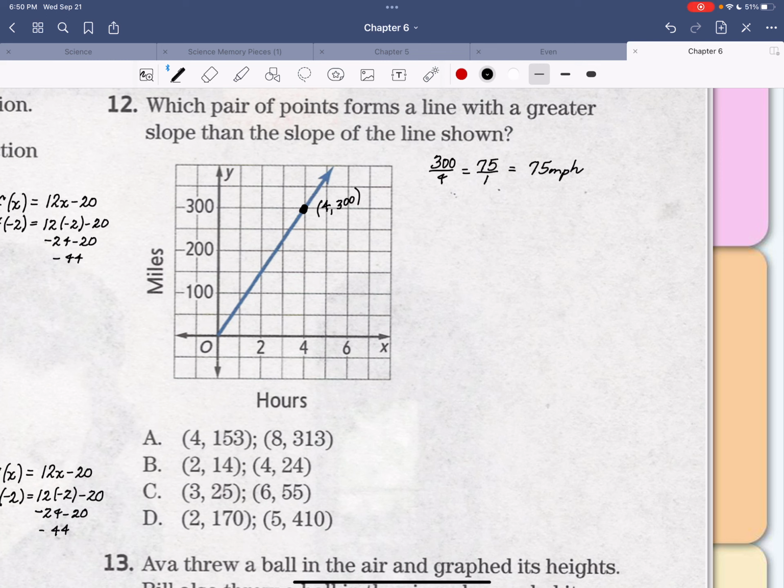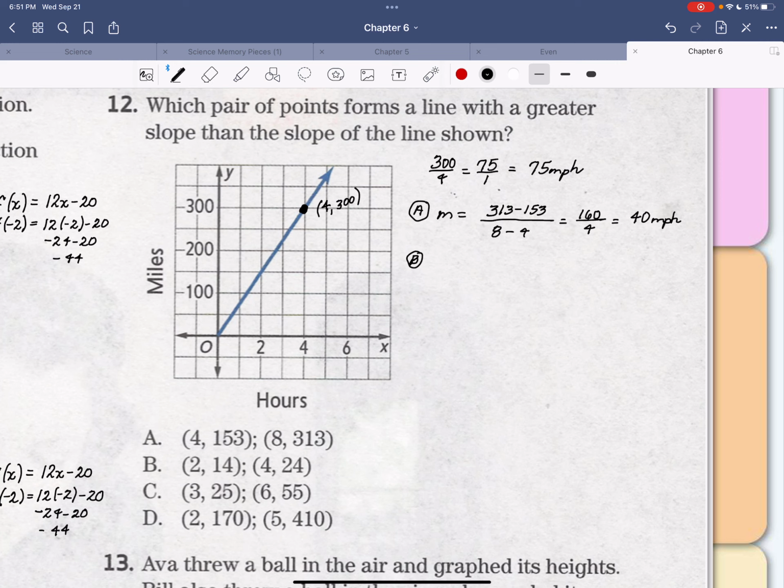Okay, so that's our comparison, and we have 4 choices. So option A, I'm going to do slope formula. Y sub 2 minus y sub 1 over x sub 2 minus x sub 1 is 313 minus 153. That's 160 over 4. So that's 40 miles an hour.